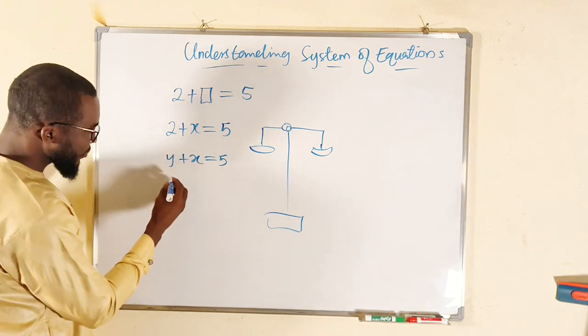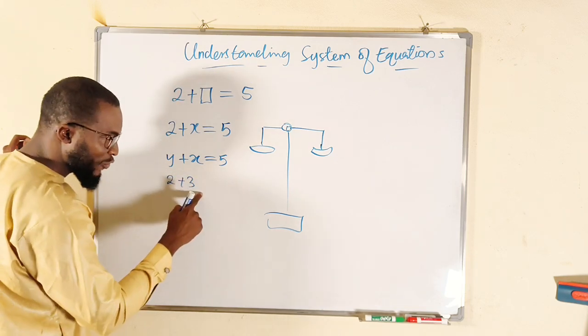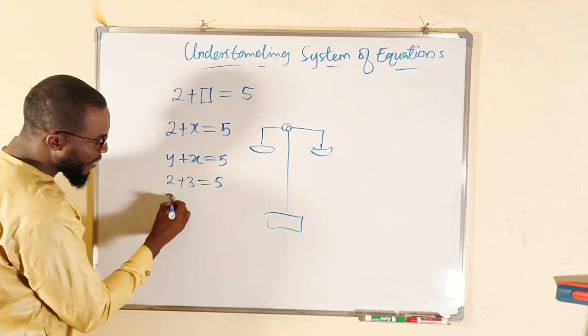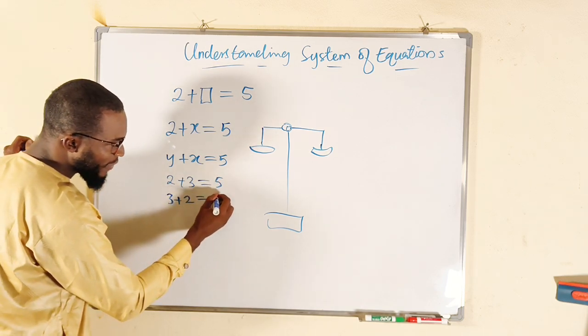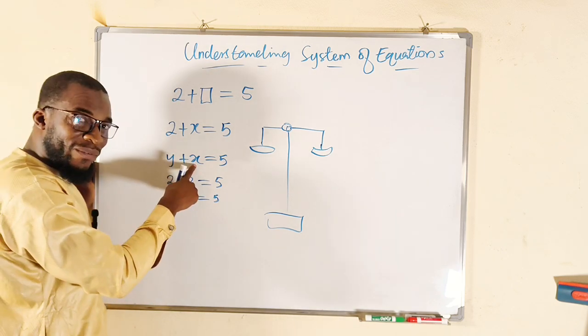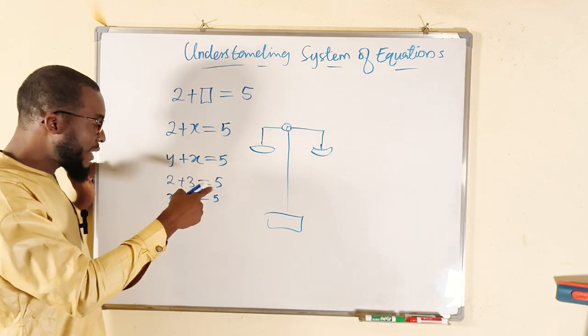For example, we may have 2 plus 3. This is true. This must give us 5. We may have 3 plus 2. This must give us 5. And this x may decide to be negative because it is unknown. We don't know what it is. It could be positive or negative.